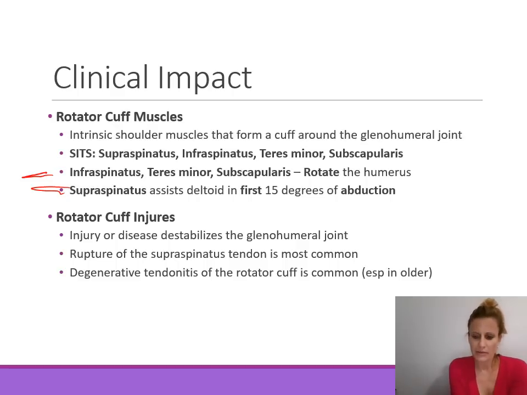Rotator cuff injuries can occur for lots of different reasons, but any traumatic injury or degenerative injury or disease that affects the rotator cuff muscles can effectively destabilize the glenohumeral joint, or the shoulder joint. When we talk about rupturing of the muscles or tendons, rupture of the supraspinatus tendon is the most commonly affected. Also, degenerative tendonitis is relatively common. This is much more common in older adults.